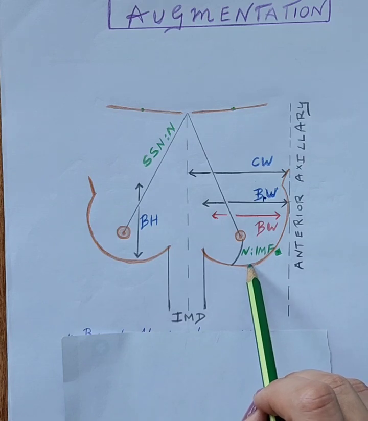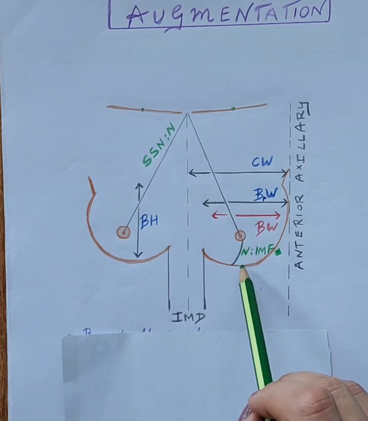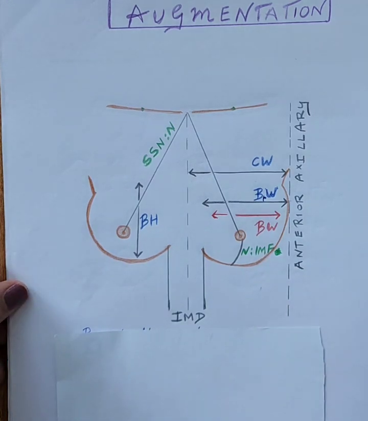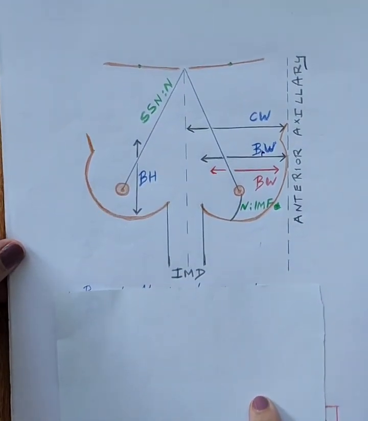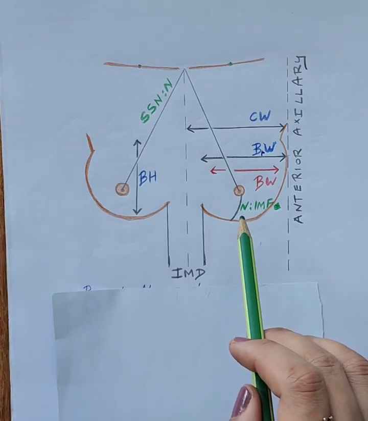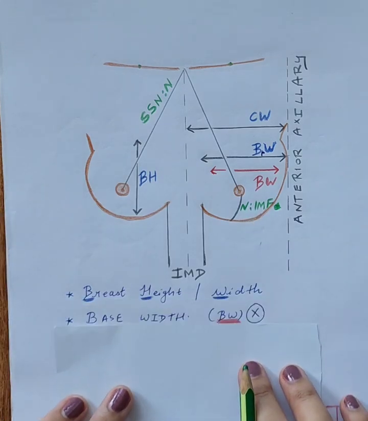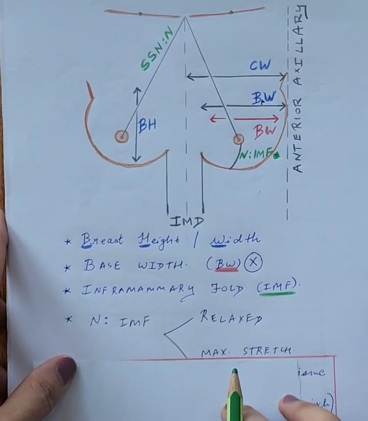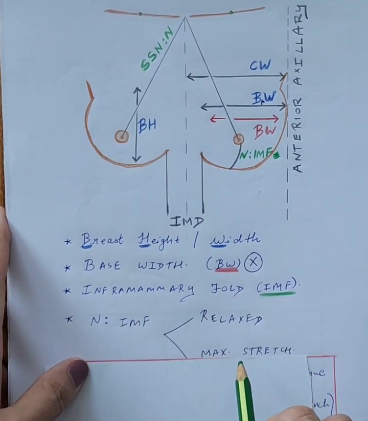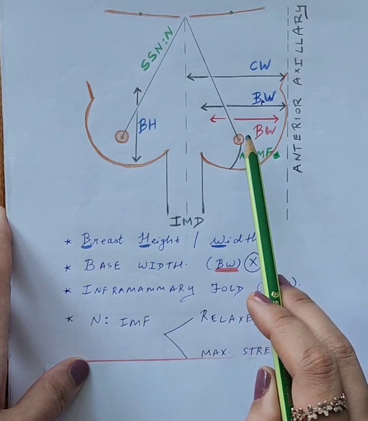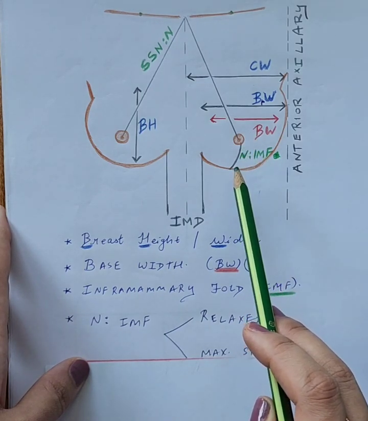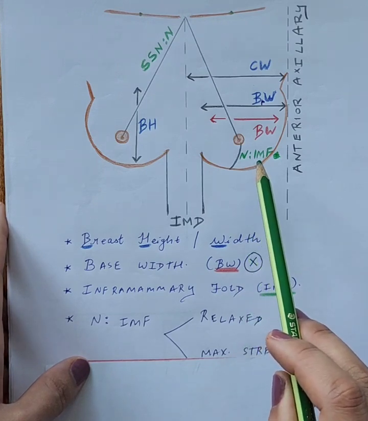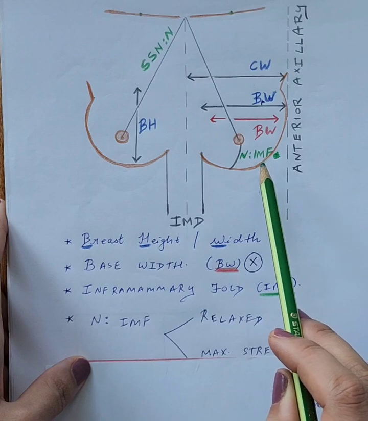The other important aspect is this nipple to the inframammary fold distance. So this is also a very important marking, because we have to be sure of this distance in 2 conditions. One is in the relaxed phase and one is in the maximal stretch position. So with the patient in normal anatomical position is going to be in the relaxed phase, that is going to be a standard nipple to IMF distance of the patient.